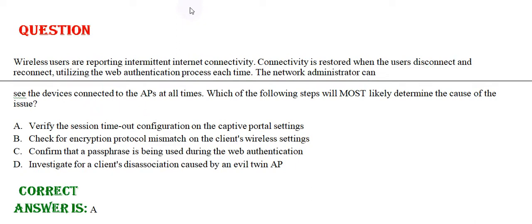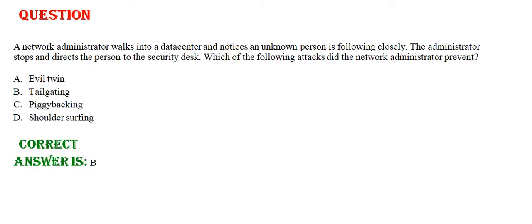Wireless users are reporting intermittent internet connectivity. Connectivity is restored when the users disconnect and reconnect, utilizing the web authentication process each time. The network administrator can see the devices connected to the APs at all times. Which of the following steps will most likely determine the cause of the issue? Option A. Verify the session timeout configuration on the captive portal settings. Option B. Check the encryption protocol mismatch in the client's wireless settings. Option C. Confirm that the passphrase is being used during the web authentication. Option D. Investigate for the client's disassociation caused by an evil twin AP. The correct answer is option A. Moving towards the next question.